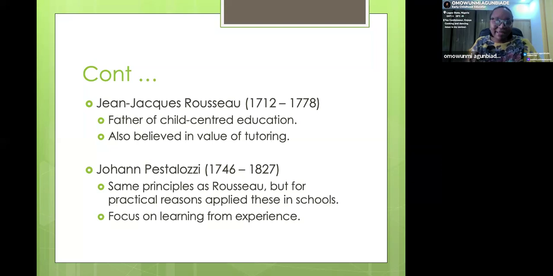Education that is child-centered. Education where the teacher is the facilitator and where the child directs his or her own learning. So she was able to pick from Rousseau's philosophy. The same principle applies to Pestalozzi. Pestalozzi was a Swiss educator who believed that education should engage the whole child. And his philosophy is known as the head, the heart, and the hand.